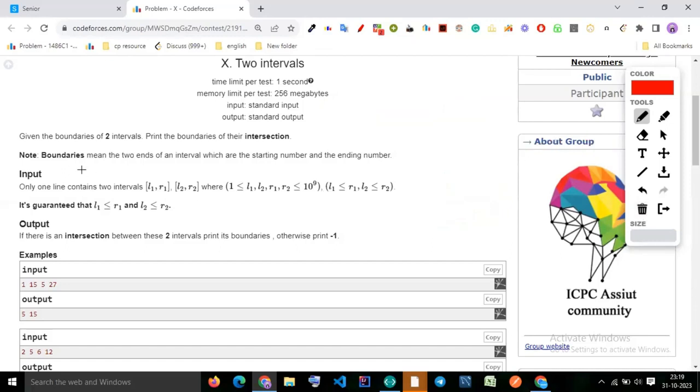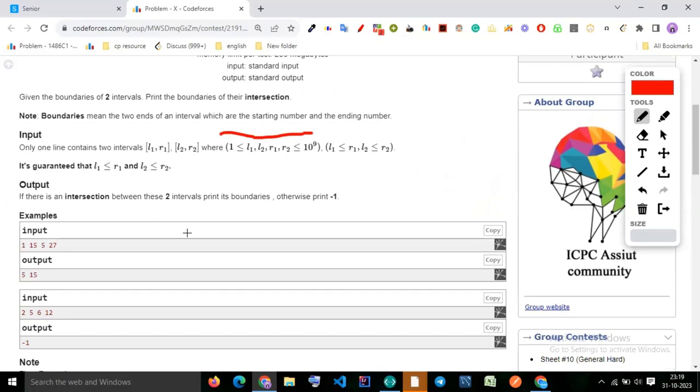Boundary means the two ends of the interval, which are the starting number and the ending number. Only one line contains two intervals, L1 R1. So the constraints are given. One thing they have mentioned is that R1 is always greater than L1, and R2 is always greater than L2. But they didn't mention whether L2 is less than L1 or not. Nothing is mentioned about that. They mention only R1 L1, R2 L2, but they can't compare L1 and L2. So we have to consider this case also.